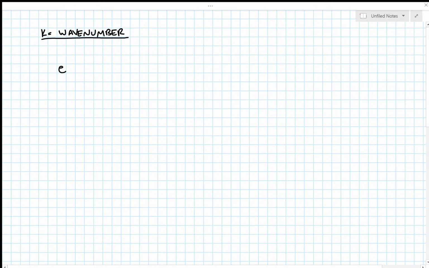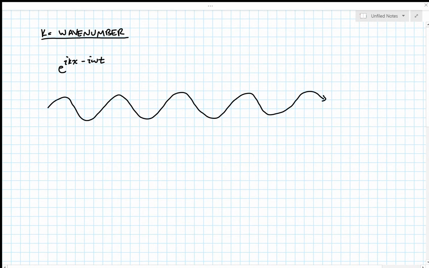We said it was e to the ikx minus i omega t. And this just sort of described our light that was moving like this. Light's a wave, so it looks like that. And the sort of moving part, right, and we talked about, let me see if I can get this. So this is sort of the moving part.